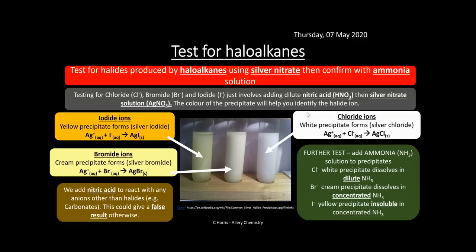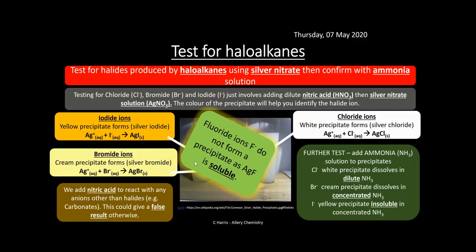And if we add the concentrated ammonia to the iodide one at the end here, that won't dissolve. The yellow precipitate of the silver iodide is insoluble in concentrated ammonia. So it won't dissolve at all, even if we add concentrated ammonia.